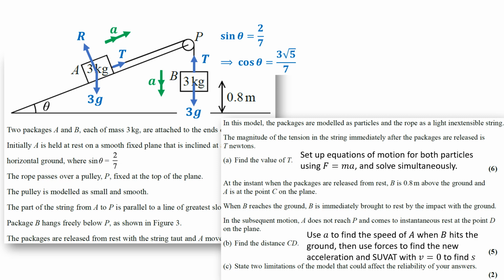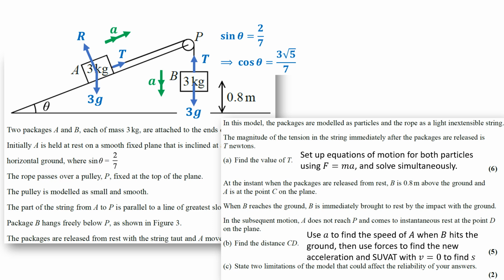For the next part, it talks about after particle B hits the ground, particle A continues to slide up the slope briefly, and then it comes to instantaneous rest at a certain point. In other words, even though it suddenly has no tension pulling on it, it's still going to be moving up the slope because it had some upslope velocity at the instant when the string became slack.